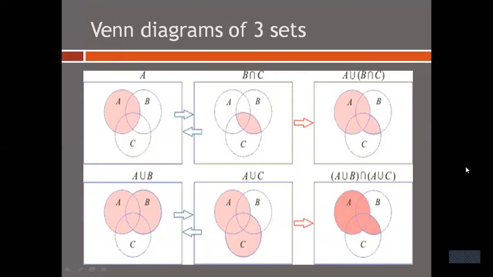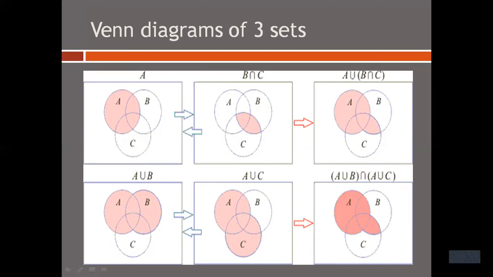See here, the first one is the A set. The second figure is representing B intersection C. The common part of B and C is shaded here. Now the third figure is representing A union (B intersection C). That means the A set is completely shaded and the B intersection C portion is also shaded. So this is representing A union (B intersection C).